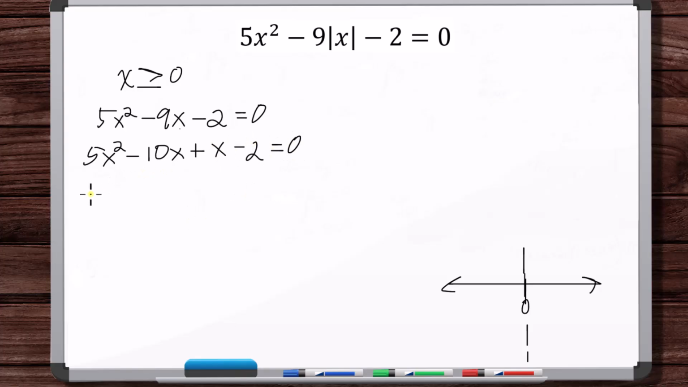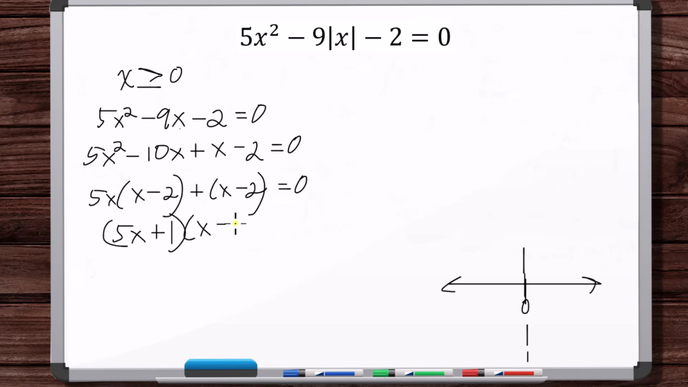Yeah, and we haven't changed the equation. So now let's factor out a 5x, x minus 2. And then we've got x minus 2 over here. So now we can factor out a 5x plus 1. Okay, so x is equal to minus 1/5, or x is equal to 2.